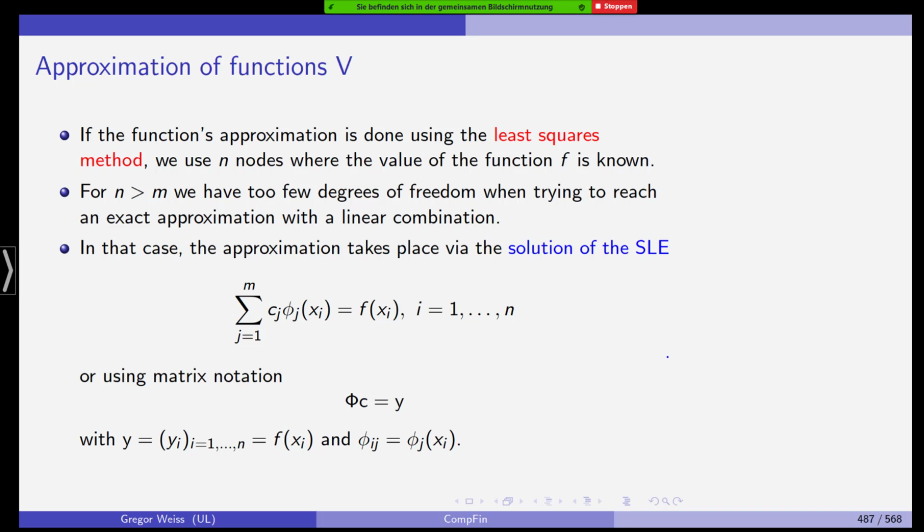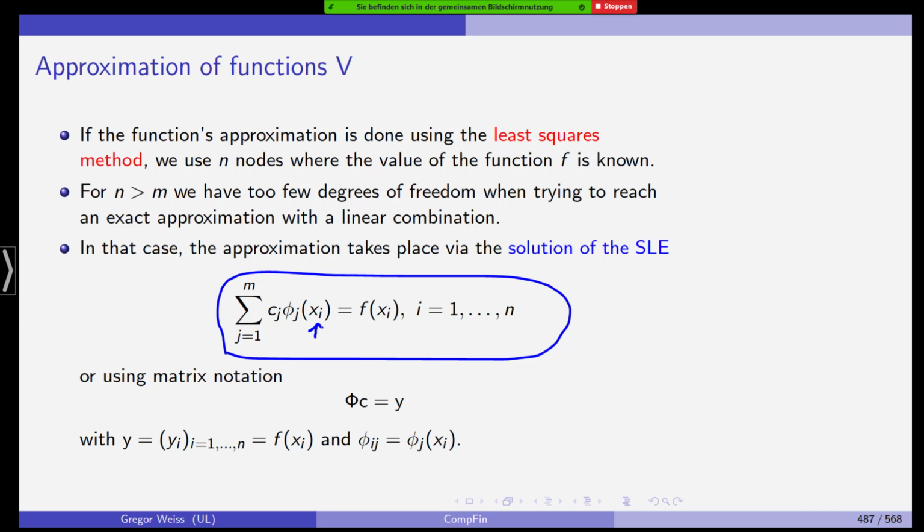For n being larger than m, we have too few degrees of freedom when trying to reach an exact approximation with a linear combination. And then the approximation takes place via solving the system of linear equations that is given by this here. We have to choose the coefficients cj in such a way that at least at these points xi, the approximation on the left-hand side is equal to the function that needs to be approximated.